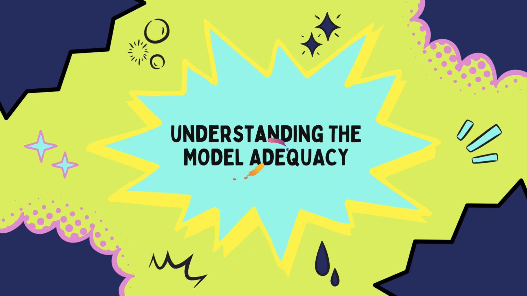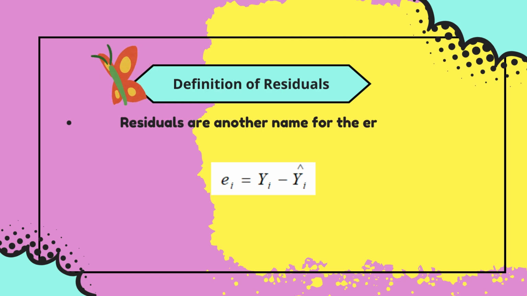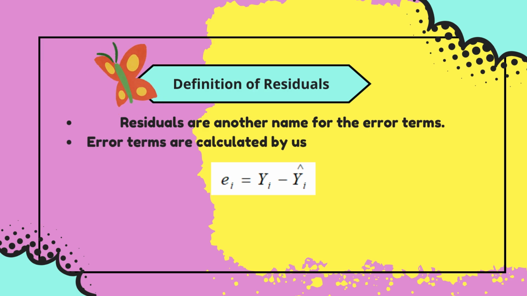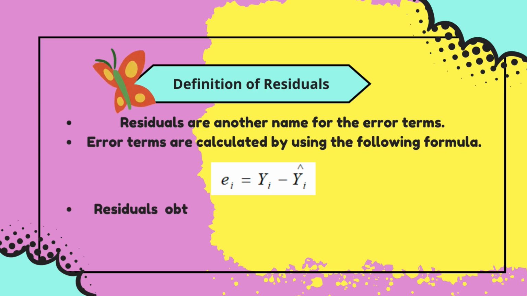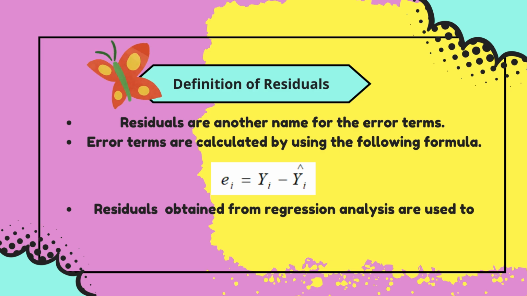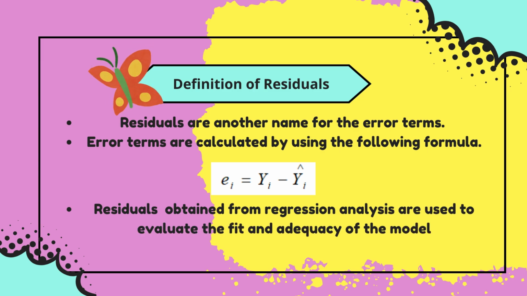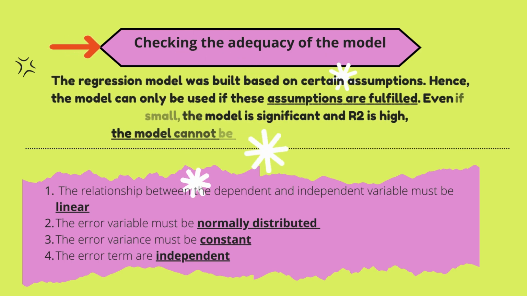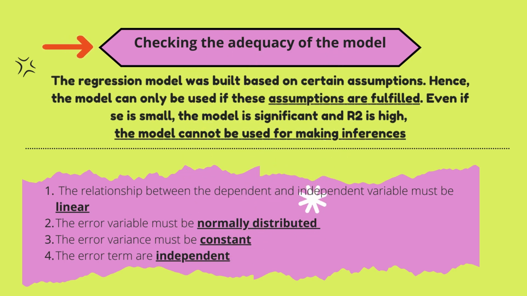Before we start, students must be able to understand the model adequacy. The residuals will be used to check for the model adequacy. Residuals are another name for the error terms. By using the formula to calculate the error terms, residuals are used to fit the model. Additionally, there are 4 assumptions that need to be fulfilled prior to analyzing the regression model. Even if the standard error, SE, is small, the model is significant and R-squared is high, the model cannot be used for making inferences as the assumptions are not fulfilled.